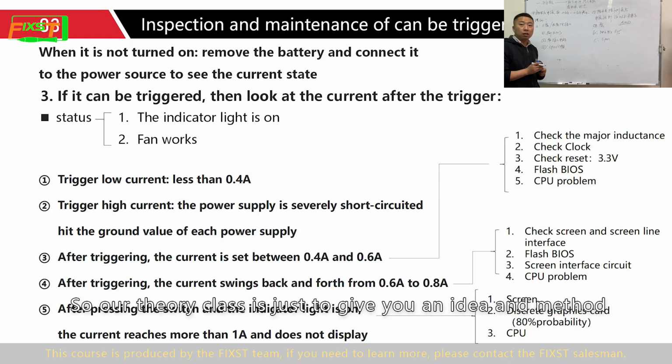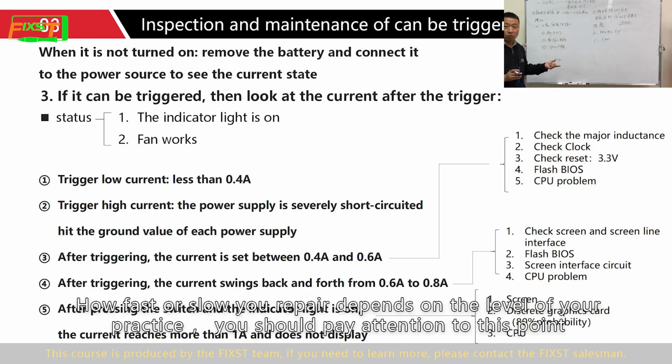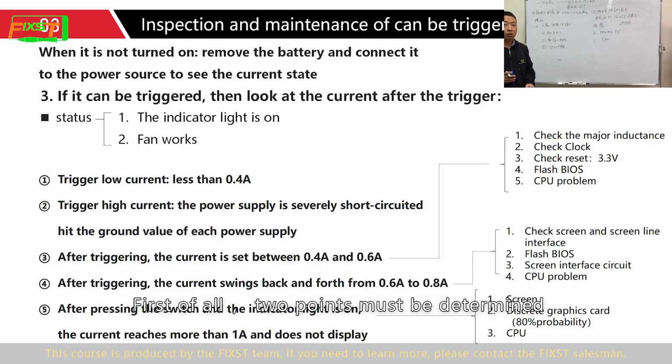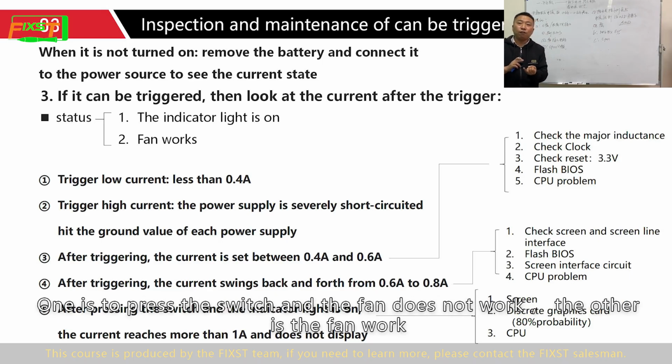So our theory classes just give you an idea and method. How fast or slow you repair depends on the level of your practice. You should pay attention to this point. This is the first type of failure. How to repair it if it is not power on? First of all, 2 points must be determined. One is to press the switch and the fan does not work. The other is the fan works.